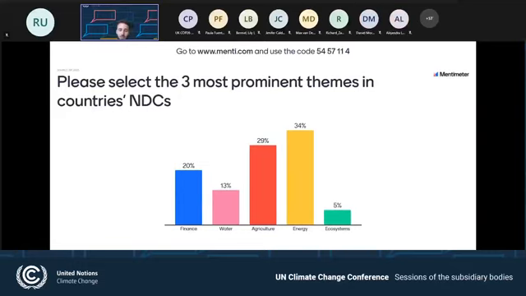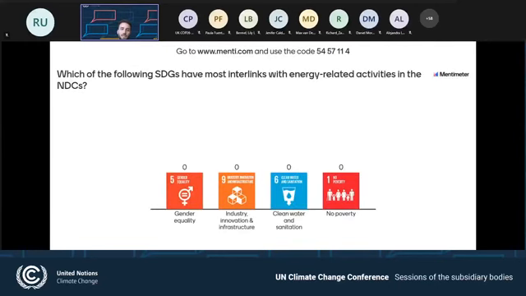All these activities do not only relate to climate action, but also to the implementation of multiple sustainable development goals. In fact, many NDC climate activities entail synergies that can promote several SDGs at once. Now let's dip into those activities and explore the synergies between the climate and sustainable development agendas. For instance, energy. The next question is, which of the following SDGs have most interlinks with energy-related activities in NDCs? We have 4 options, and you have to choose one.